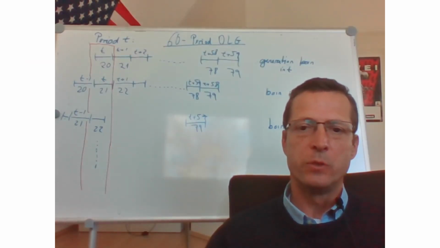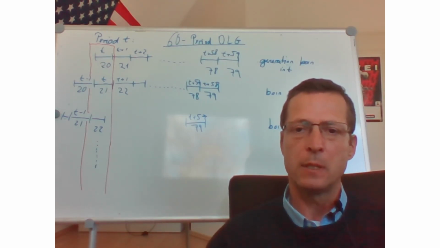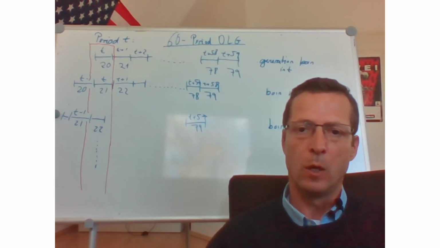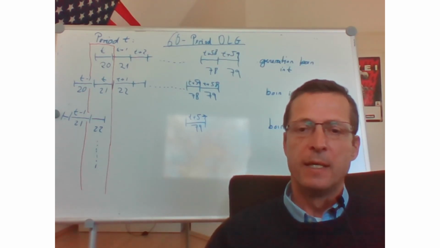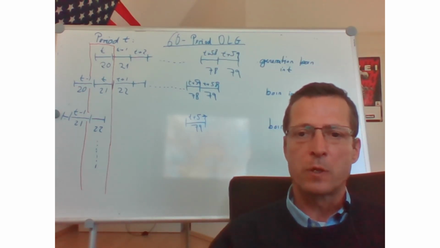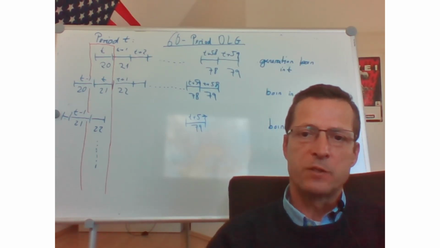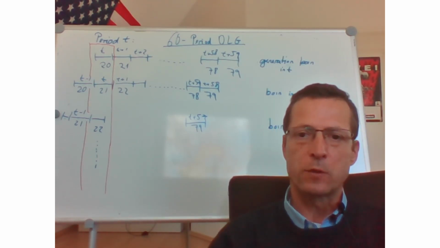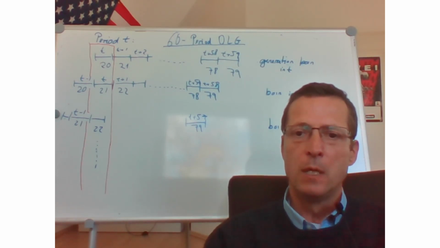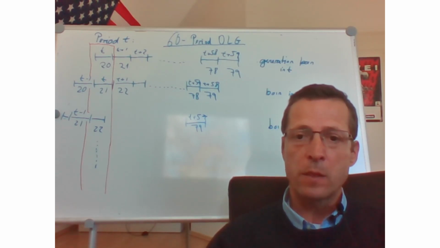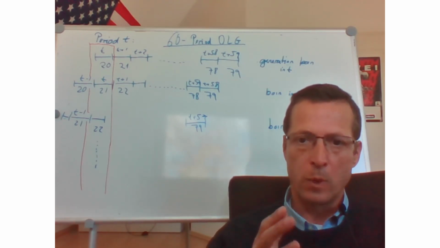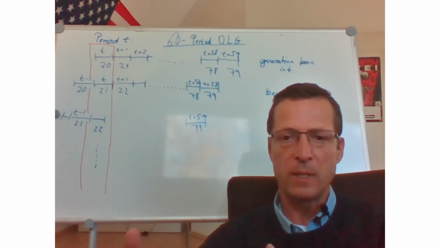Hello and welcome to this tutorial on the Auerbach-Kotlikoff model, a 60-period overlapping generations model. This is part of a graduate course on social security and dynamic general equilibrium. So far we have considered the effect of social security in a 2-period overlapping generations model, with 2 periods of equal length, 30 years for the worker and the retiree.